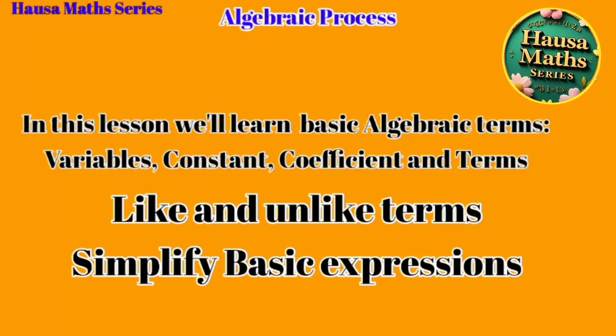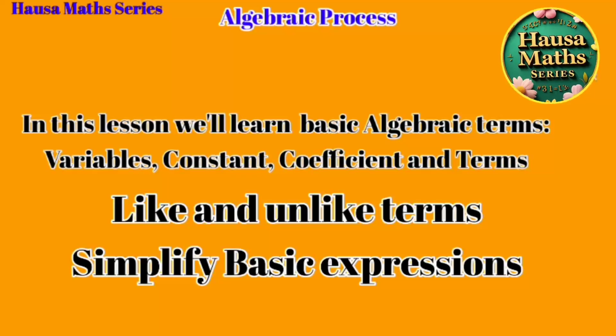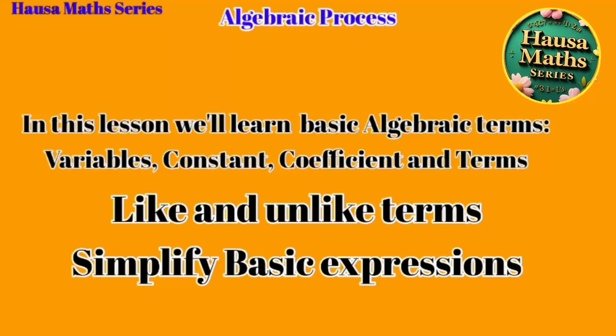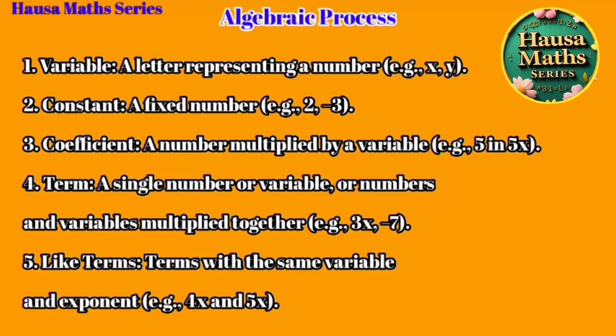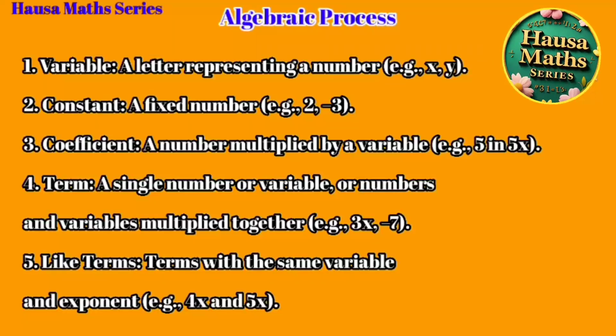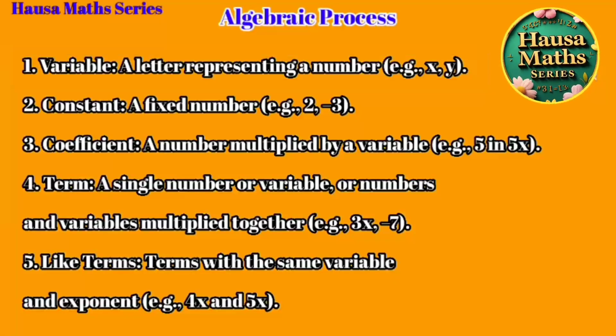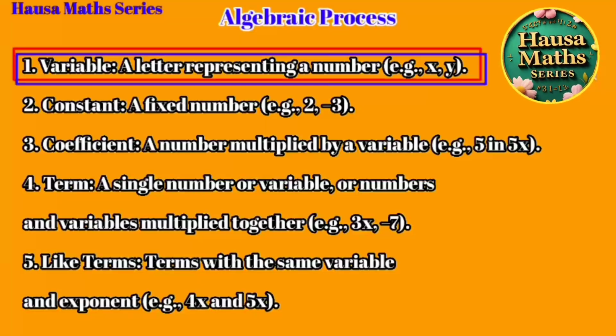A variable can be a number or a given unknown variable. Then a constant is already known and given in the expression, and a coefficient is a multiple of a given term. Now let's see the definitions. Number one, a variable is a letter representing a number, e.g. x or y. If you say a variable, it means it is an alphabet that can represent a given number, or it can be a symbol.